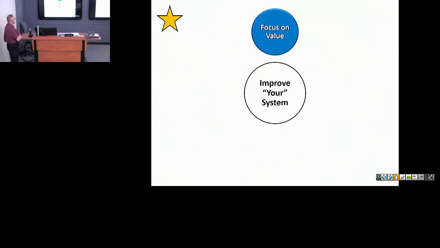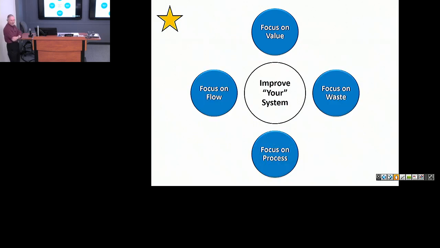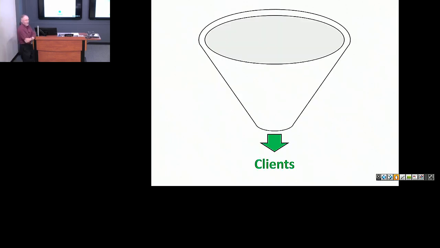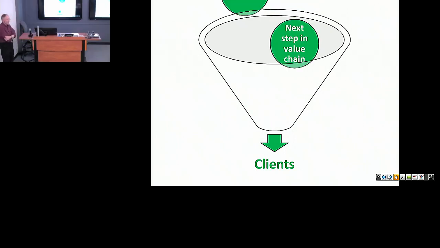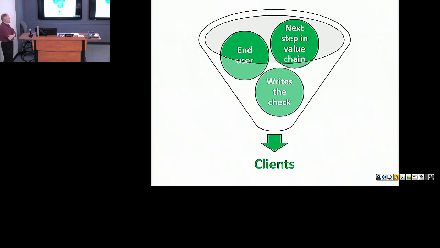Okay. So here they are: value, waste, process, and flow. So value, we talked about three kinds of clients. Chance, you're going to nail this one. No, you nailed the other one just about. Alan, what are the three kinds of clients? The user. Right. The one who is paying. Right. And the next step in the process, right? Exactly. You nailed it. Okay, great. So next step in the process, end user, and writes the check.